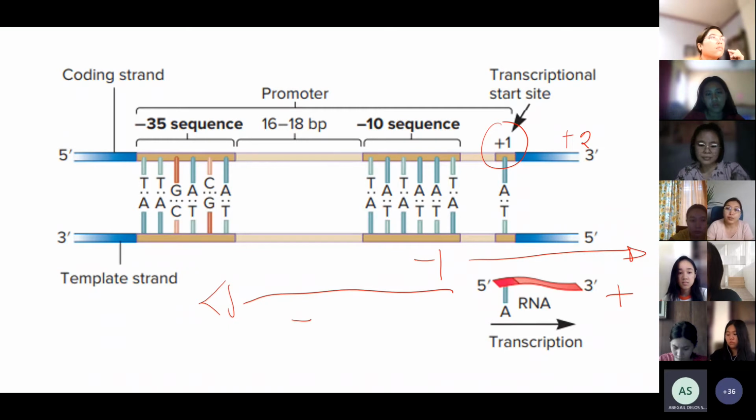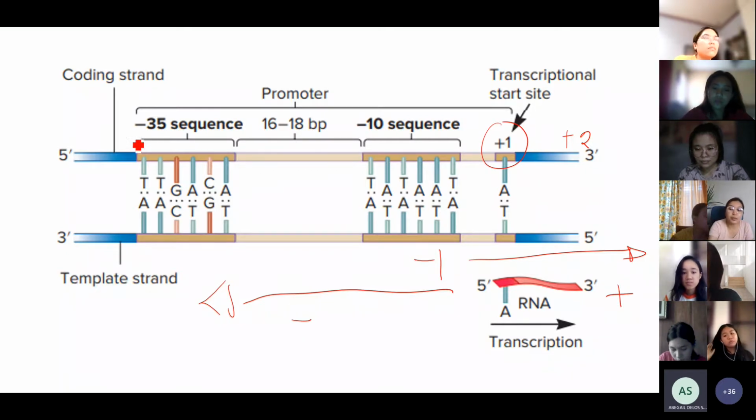So when we are numbering nucleotides, we cannot find 0. There is no 0 nucleotide in the numbering system. Now, for a lot of bacterial promoters, we can see our promoters between the -35 to -10 sequences.